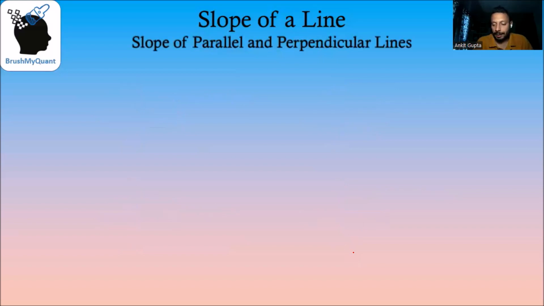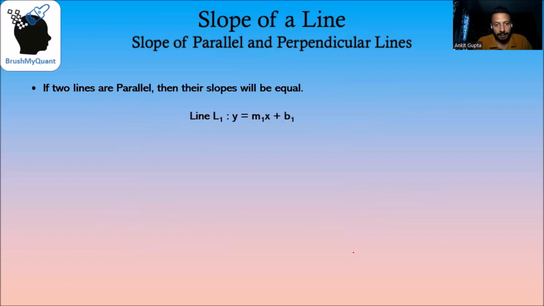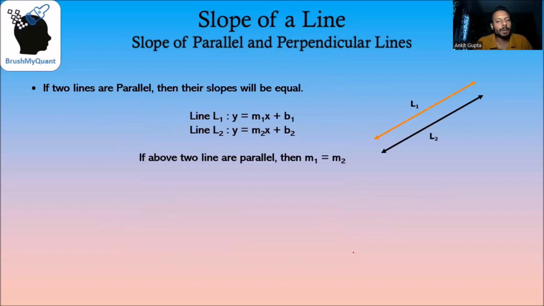Now let's see slope of parallel and perpendicular lines. So let's say we have two parallel lines, then their slopes will be equal. So let's say we have line L1 given by y is equal to m1x plus b1, and we have line L2 given by y is equal to m2x plus b2. Since the two lines are parallel, so their slopes will be equal. That means m1 will be equal to m2.